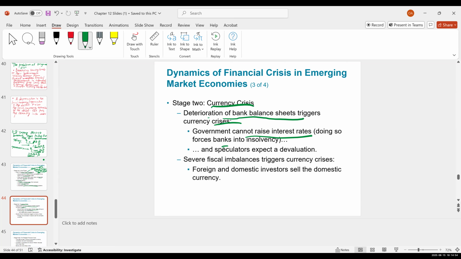You remember that. Okay. So severe fiscal imbalances sometimes trigger currency crises too. And I talked about that already, because sometimes foreign and domestic investors sell the domestic currency, which is what we call capital flight. When they see that the government is about to default, and they know that the economy is going to be very unstable, they're going to sell domestic assets and flee the country.